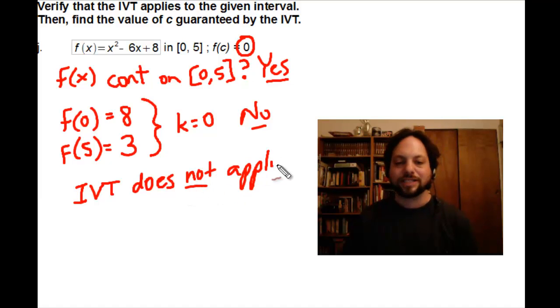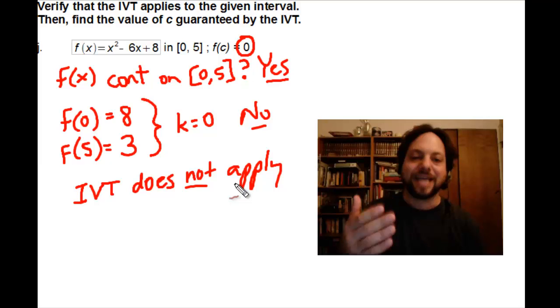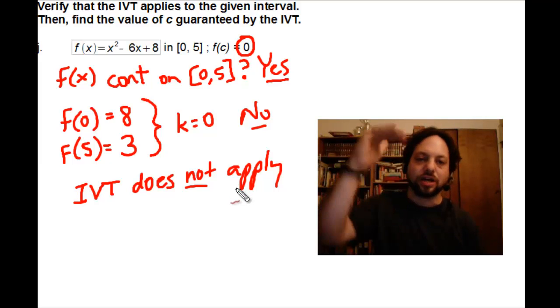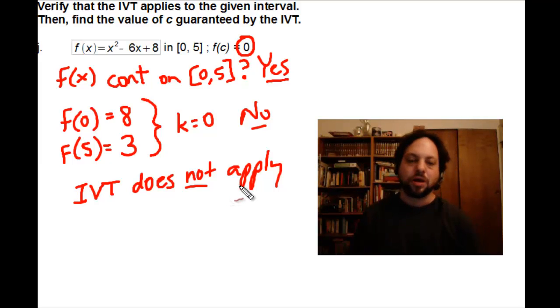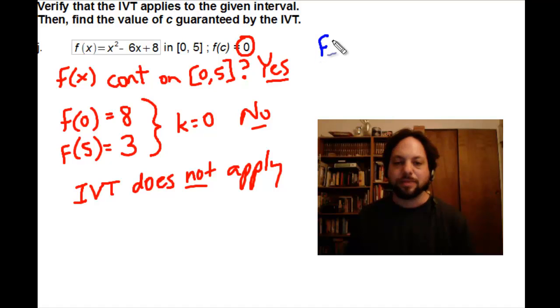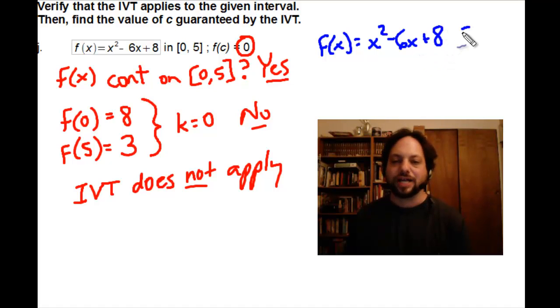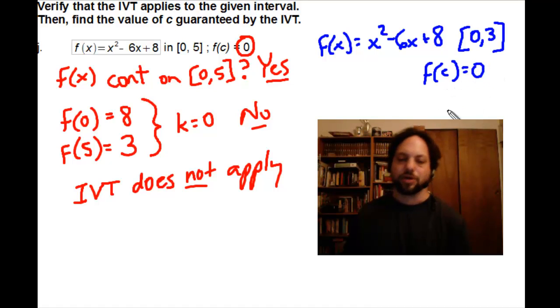And again, why does the IVT not apply? Because k is not between the two y values. Alright, so I'm going to propose a similar problem to you. We're going to use the same function, f of x equals x squared minus 6x plus 8. But this time, we're going to use it on the interval 0 to 3. And all I want to know is, is there a c such that f of c equals 0?